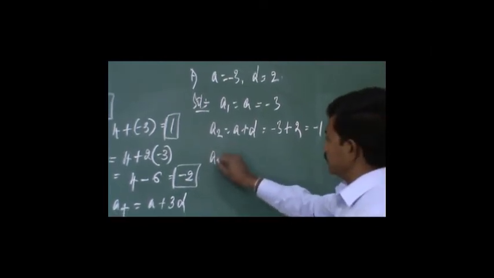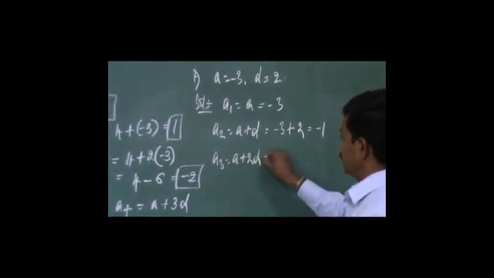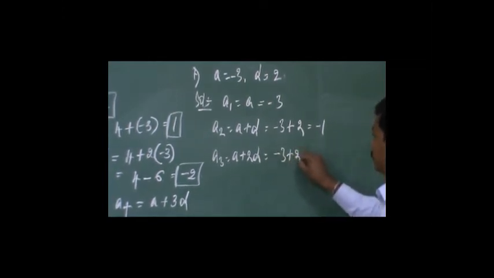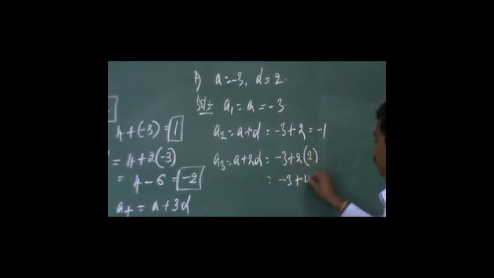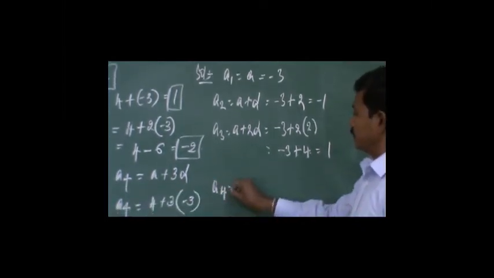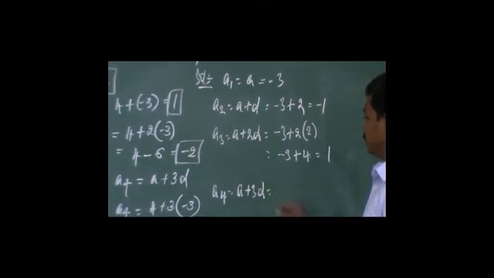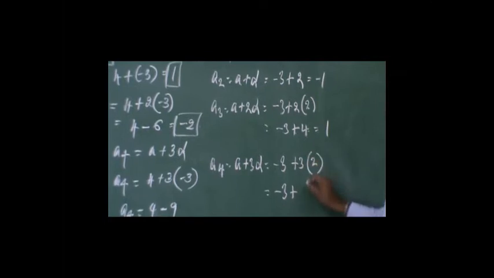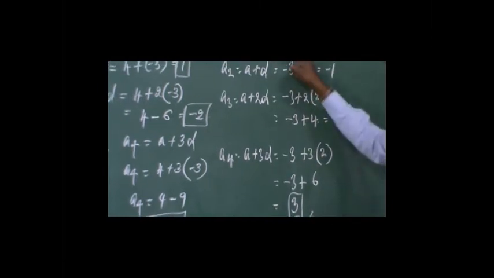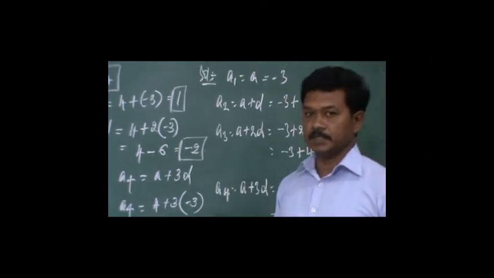So a3 is a plus 2d. This can be written as -3 plus 2 into d is 2. So it comes -3 plus 2 2s are 4. -3 plus 4 is +1. So a4 is a plus 3d, which is -3 plus 3 into d is 2. So -3 plus 3 2s are 6. So -3 plus 6 is +3. So these are the first four terms of the given AP.